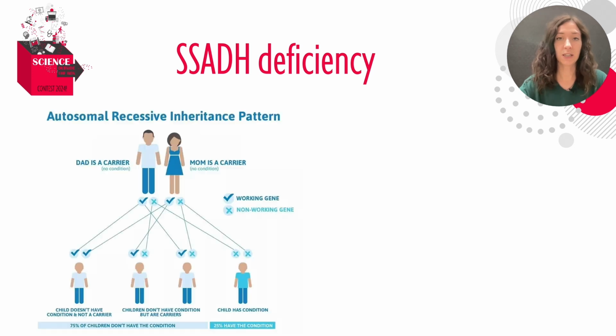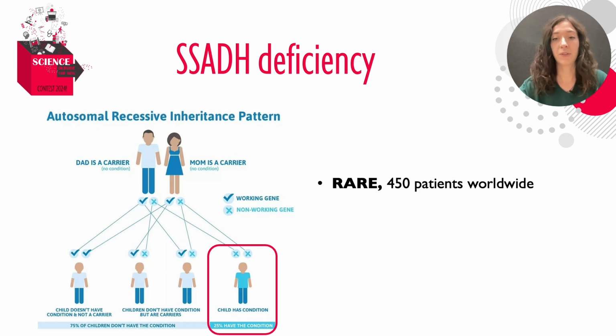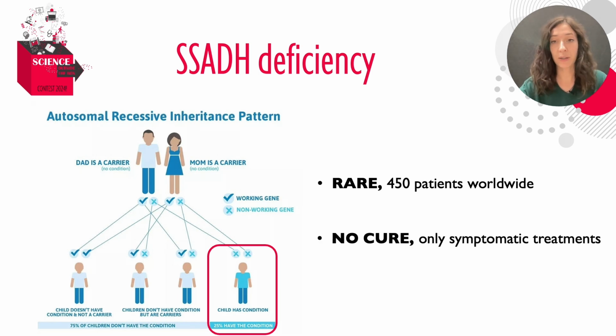SSADH deficiency is an autosomal recessive disorder, and as you may know, we receive a copy of each gene from our parents, and for this deficiency to appear, it is necessary to inherit both mutated genes for the protein. This disease is extremely rare, with only 450 patients known worldwide. There is no cure, only symptomatic treatments.